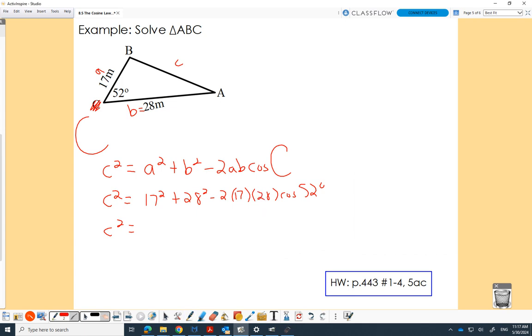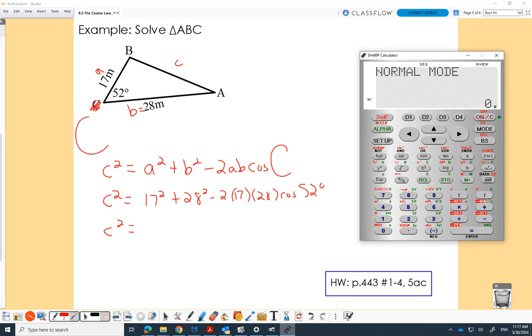And with your better calculators, typing in that line of mathematics might scare a grade 8 kid, but now you're like, yeah, you just type it all in. And you can see it on the screen what's happening. So you try it to make sure you get the same as me. 17 squared plus 28 squared minus 2 times 17 times 28 cosine 52 equals. I'm going to write all the decimal places just so you can compare with what you typed in to make sure you get the same thing.